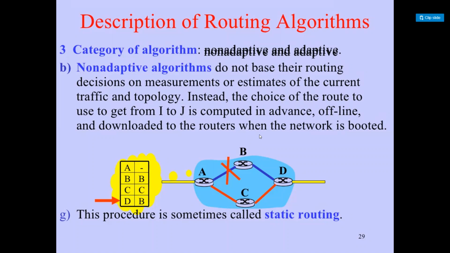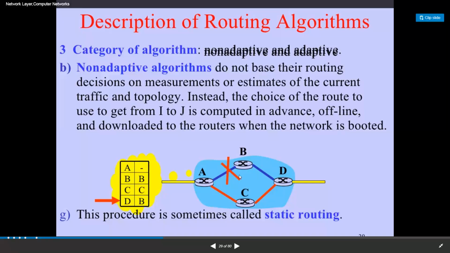See here, this is a non-adaptive routing algorithm. Non-adaptive means first it decides; it is not dynamic. It is also called static routing. It does not base routing decisions on measurements and estimates of the current traffic and topology. First, it will decide one route, and if there are any obstacles on that route, the route will not change. It must decide the route from source to destination well in advance. Okay. See here.